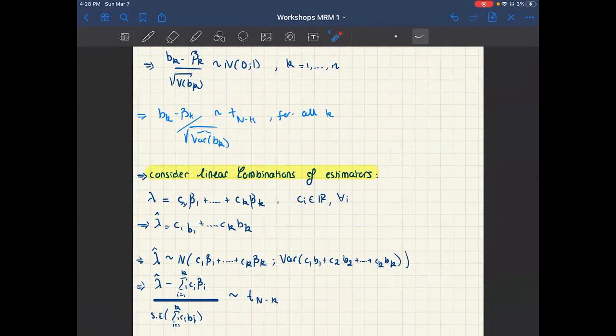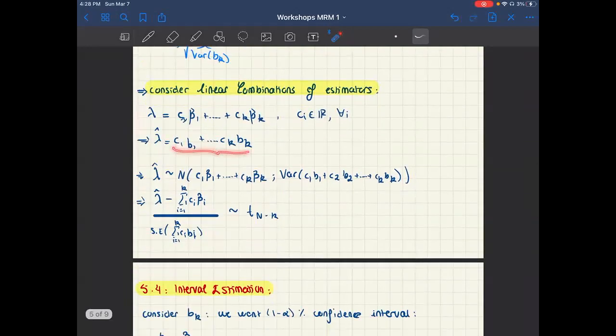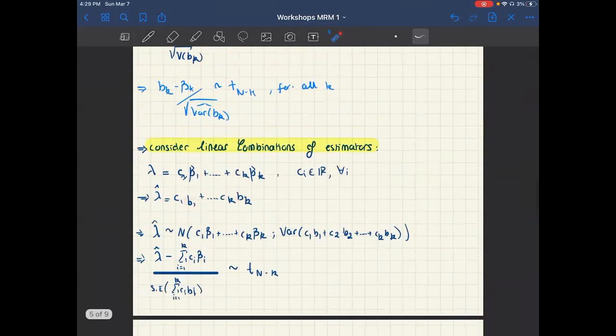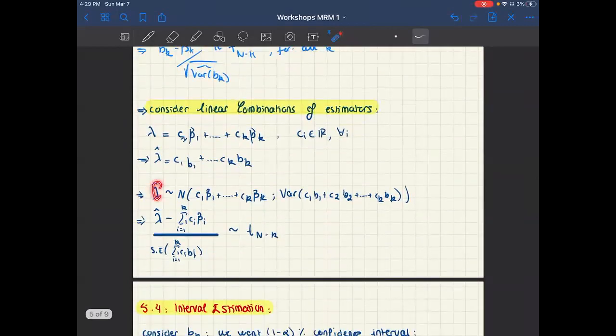Well, obviously we don't know the values of beta 1, beta 2 up to beta K. So we'll estimate our lambda with lambda hat, which is estimated by C1 B1 up to CK BK, where B1 up to BK are the estimates for the betas. So this is a linear combination of random variables, B1 up to BK. And all the B1s up to BK, as we've seen before, they follow a normal distribution. So the lambda itself will also follow a normal distribution.